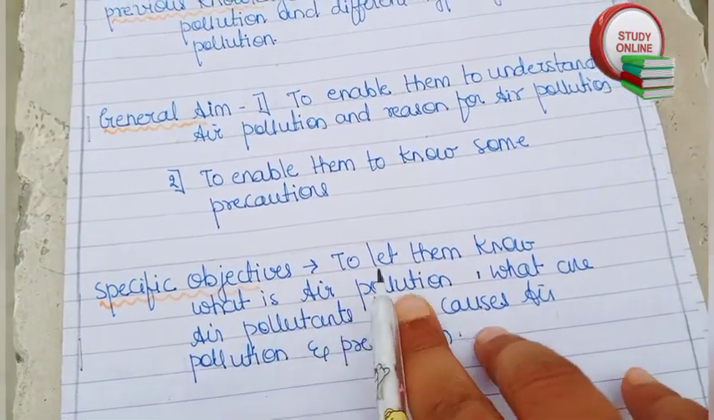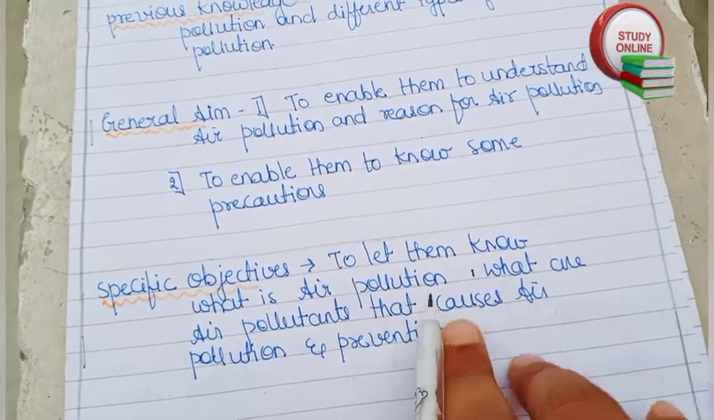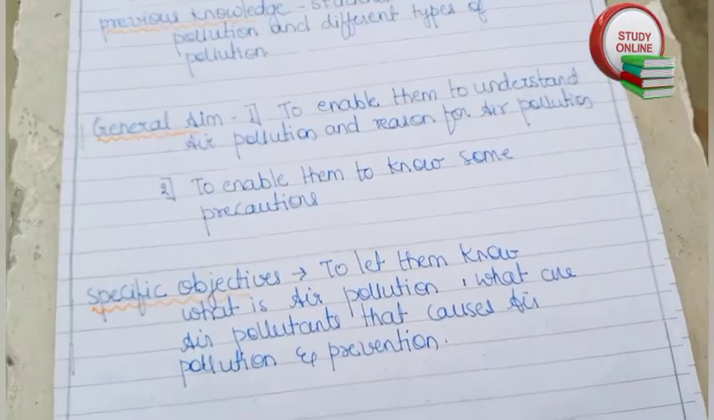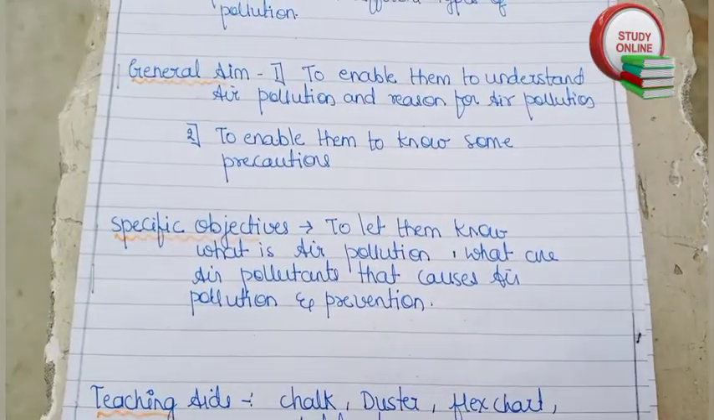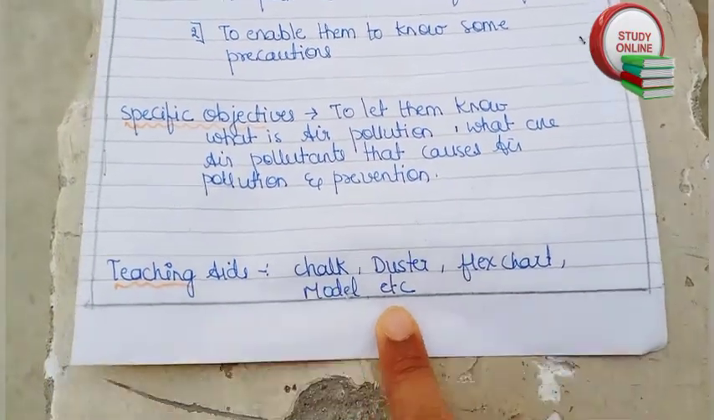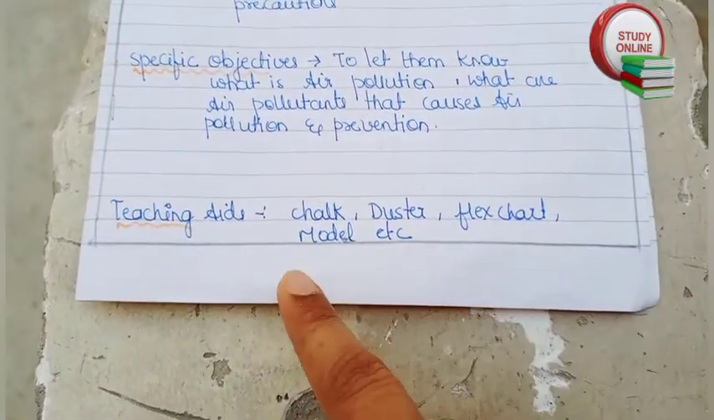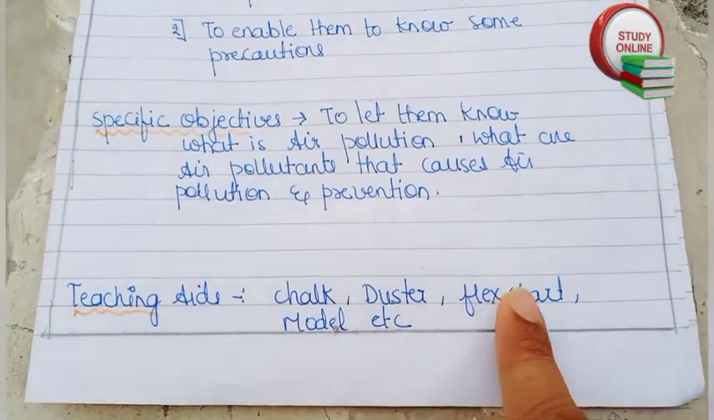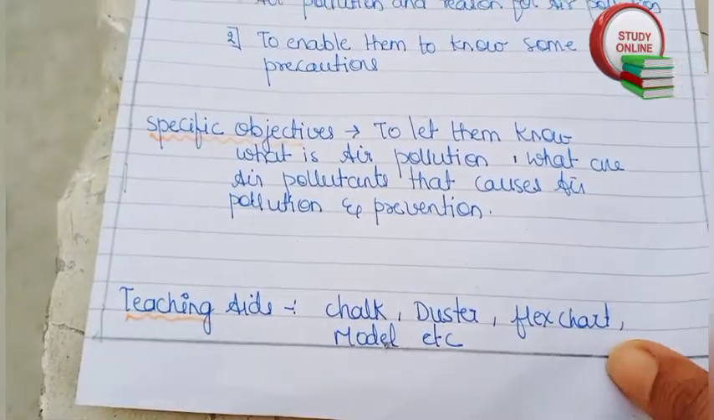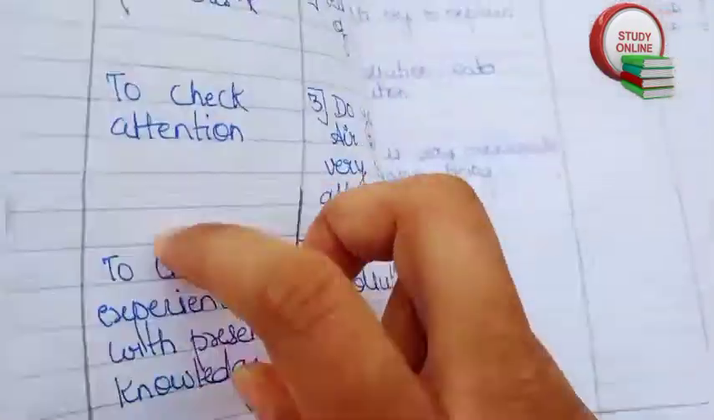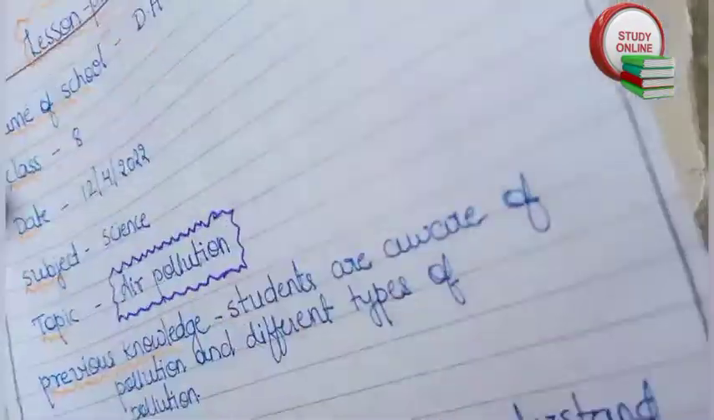Specific objectives: to let them know what is air pollution, what are air pollutants that cause air pollution. Okay, here we can see teaching aids. So for that, chalk, duster, flex chart, model, etc. Okay, now let's turn the page.